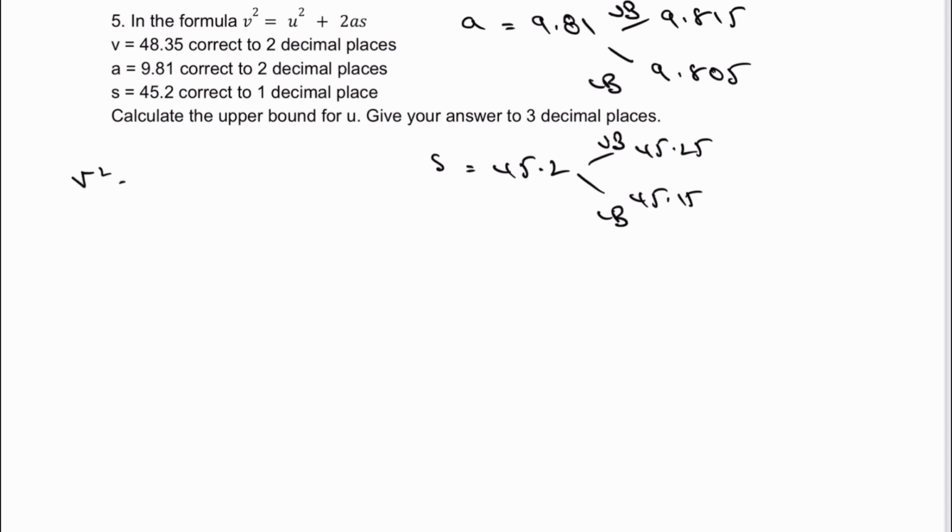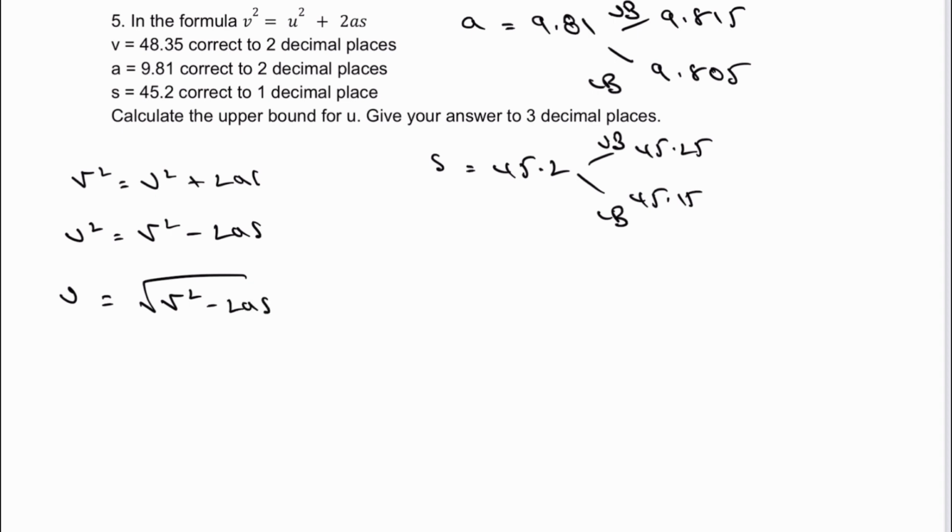If I start with v squared equals u squared plus 2as, I'm going to minus 2as from both sides and I'm going to get u squared equals v squared minus 2as, and therefore if I want u, I'm going to square root it. So square root of v squared minus 2as.